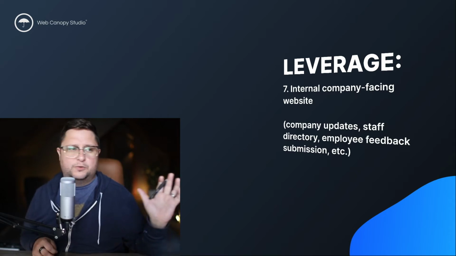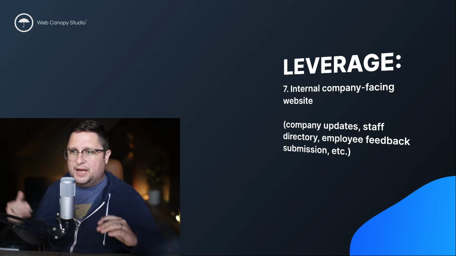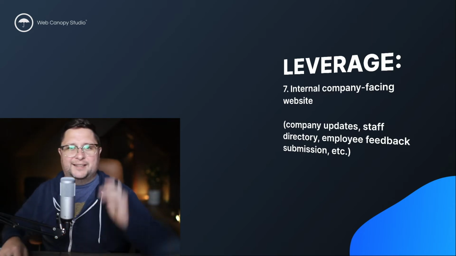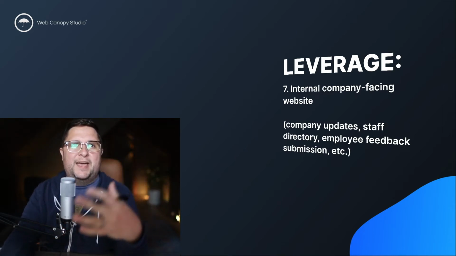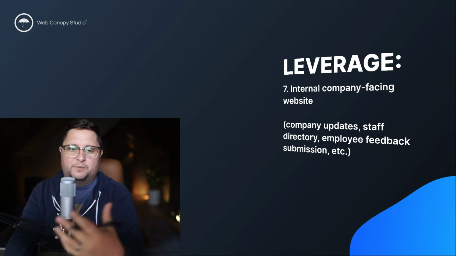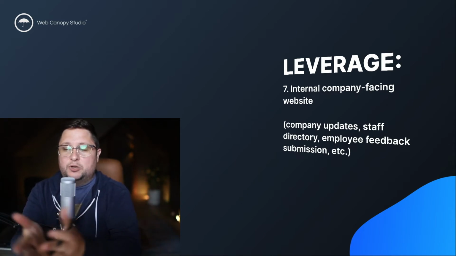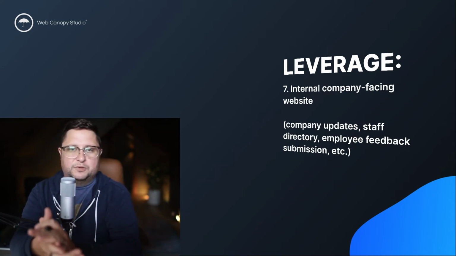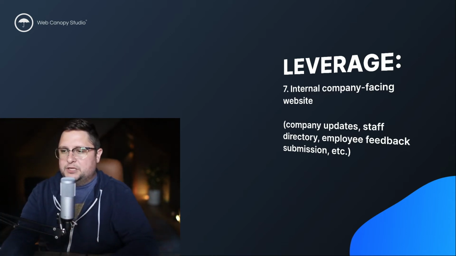What are some internal news things? We're having the company picnic in July and we need to sign up for who's bringing potato salad and stuff like that. Like we need a place to have those conversations, to submit information and to share what's happening. You could use an internal company facing website around that. You could do employee feedback, you could do staff directory and so on. So that's a great way to get started.